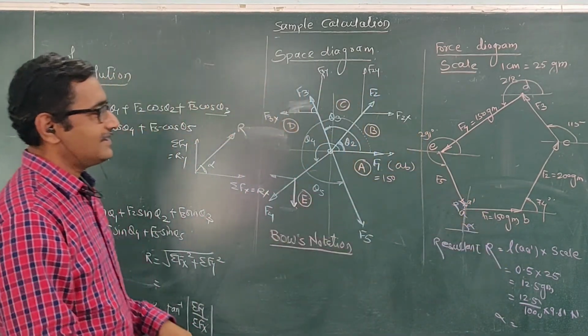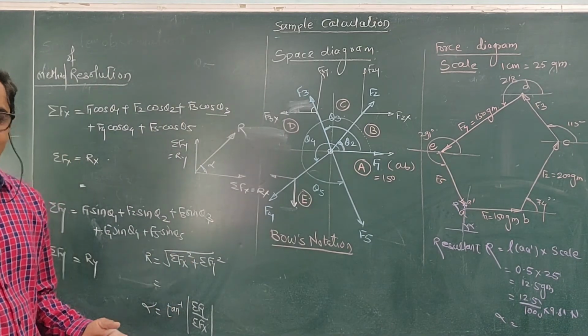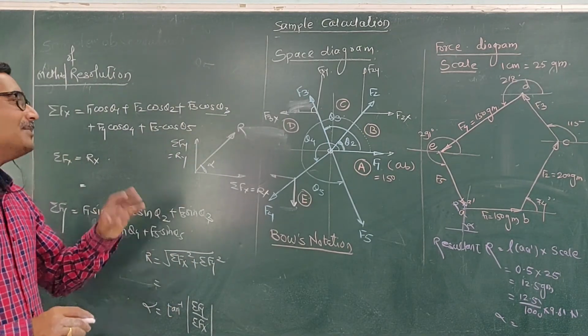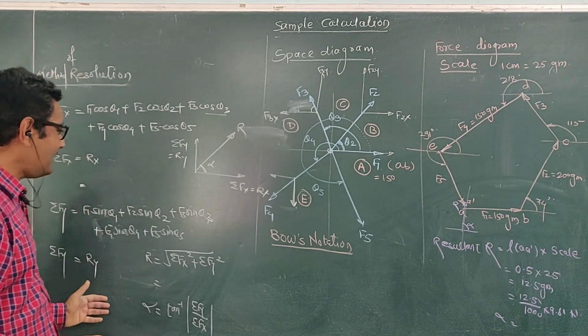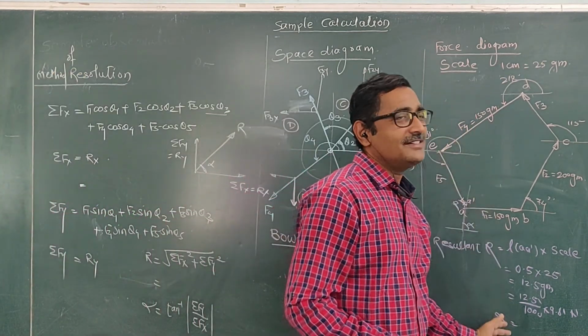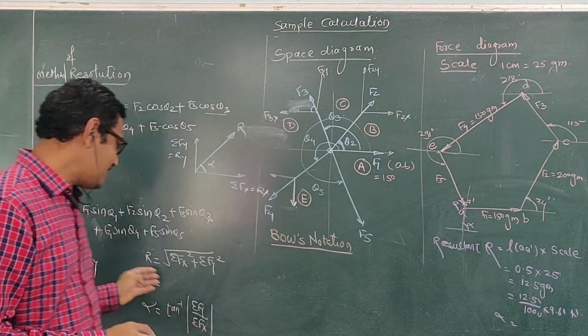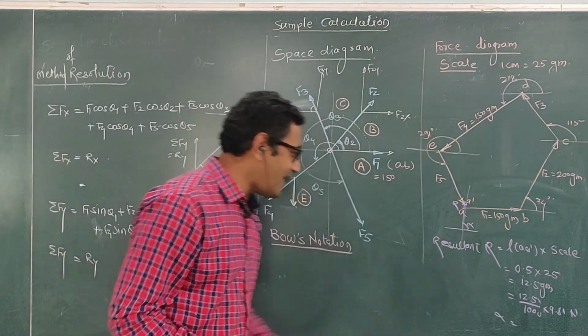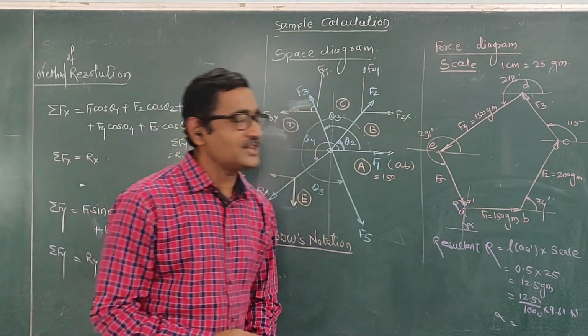Okay, there is an error, some small error you will get. But just cross check whether you are getting the same error by the analytical as well as by the graphical method or not. So this resultant and that resultant should match, this alpha and that alpha should match.